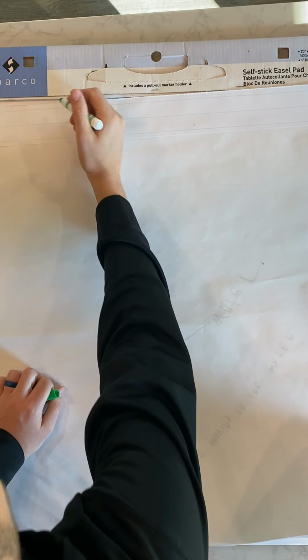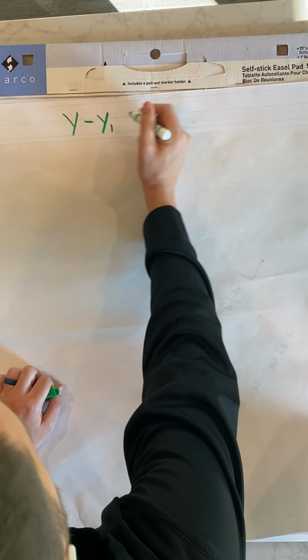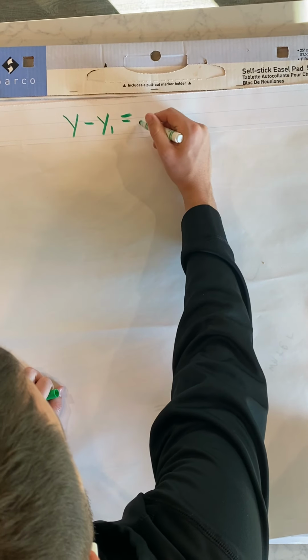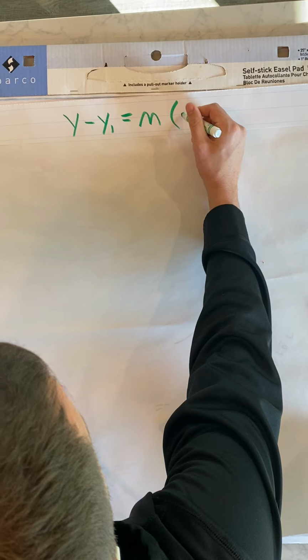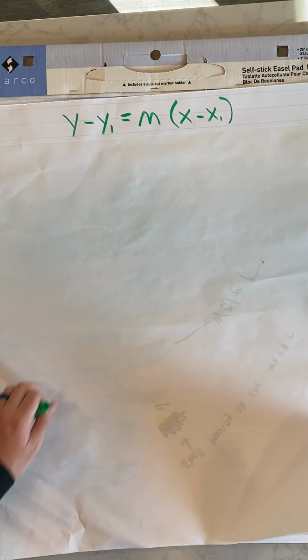All right, today we are moving on to 4.3, which is point slope form. Point slope form is written: y minus y1 equals m times the quantity x minus x1. Okay, so this might seem like a lot. That's because it's new to you.